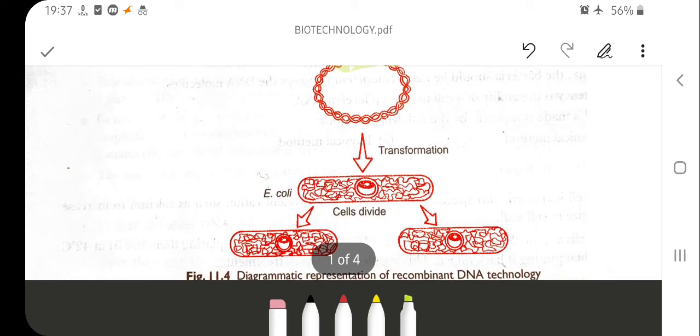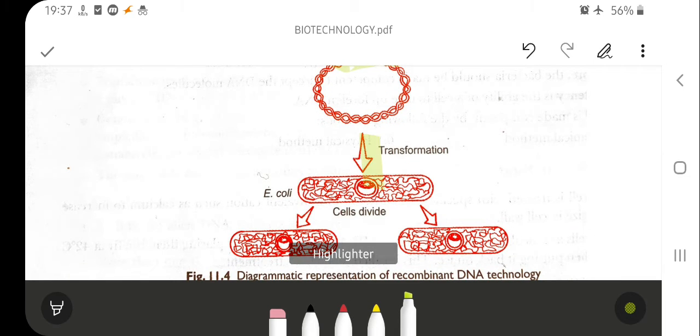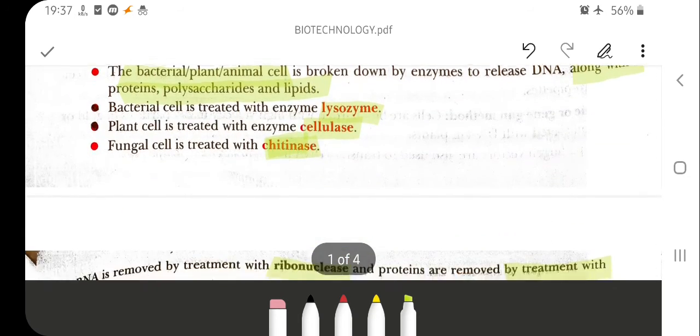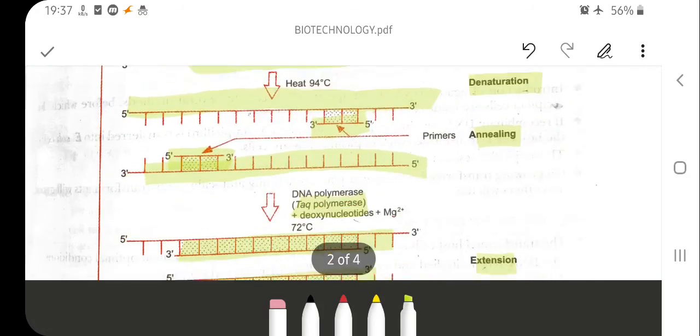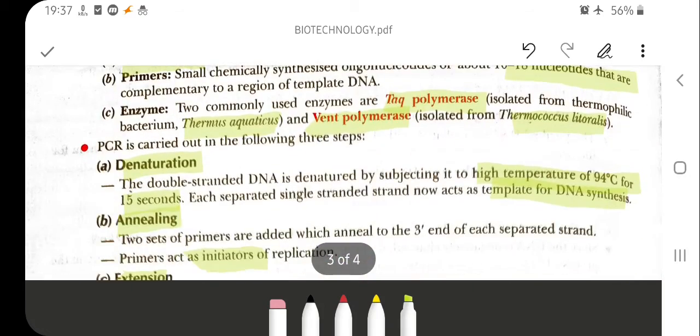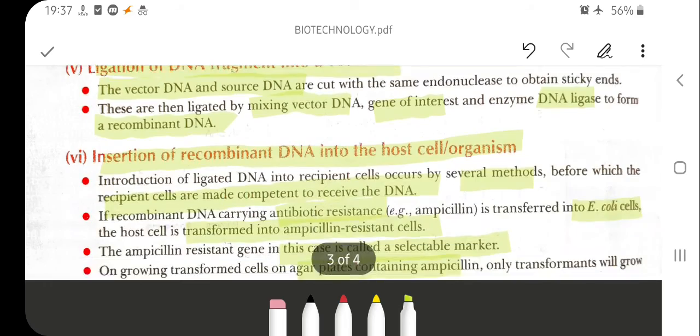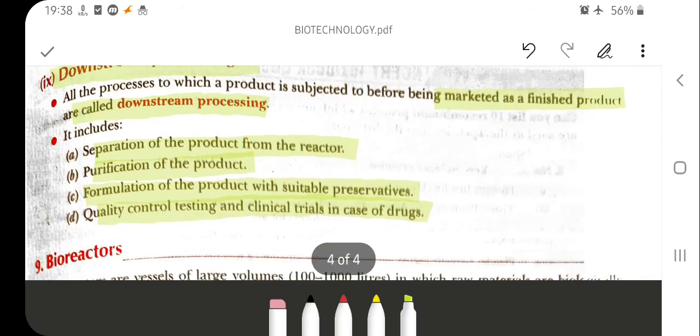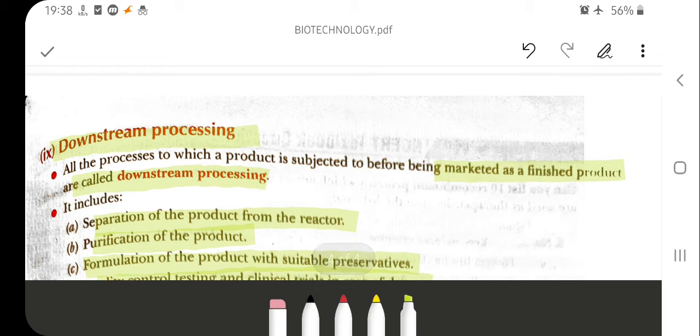This recombinant DNA is now transformed into the host cell, that is your E. coli. Now this E. coli has become transformed, and when it is multiplied, it will give multiple copies of the desirable gene. So this is the complete set of steps, and now they can be cultured on a small scale or on a large scale, and then purified, formulated and introduced into the market for mankind. The process is known as the downstream process.